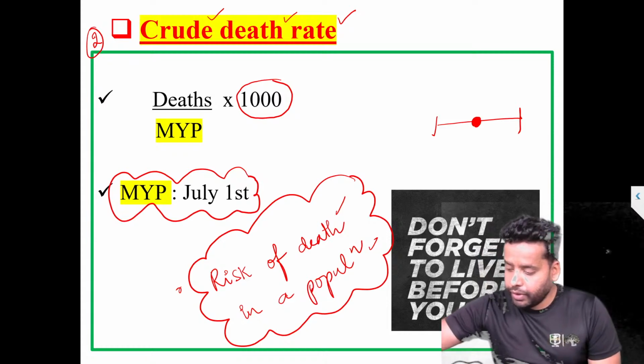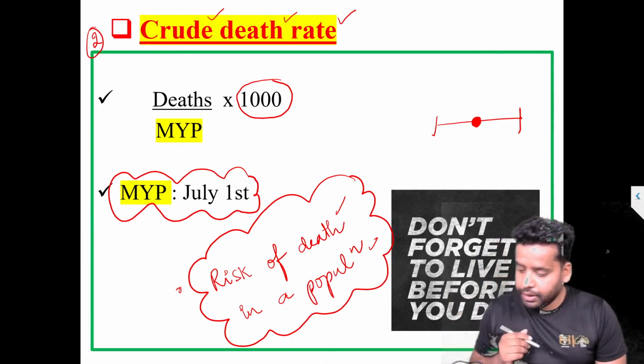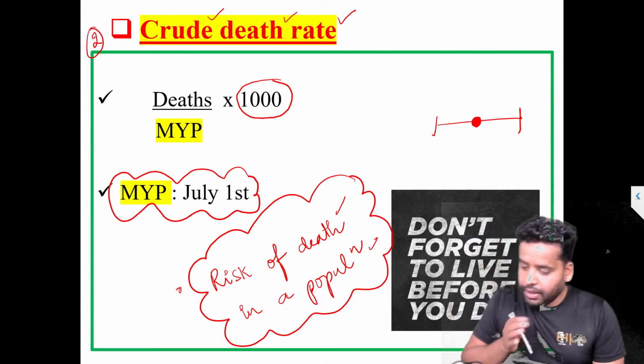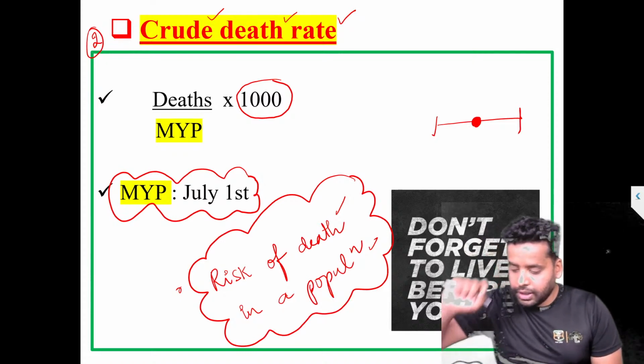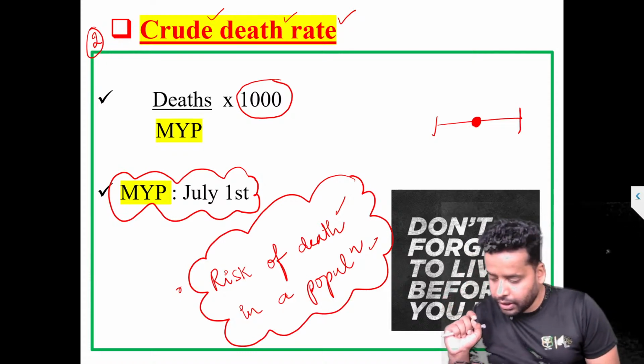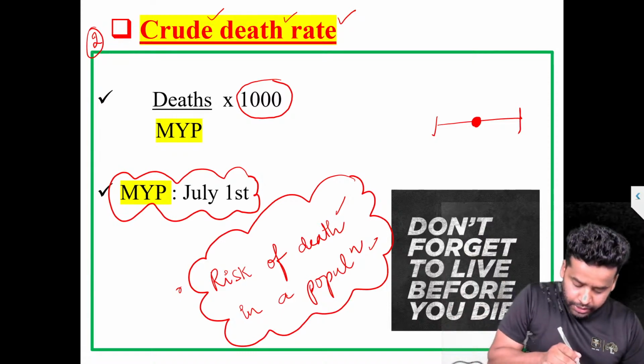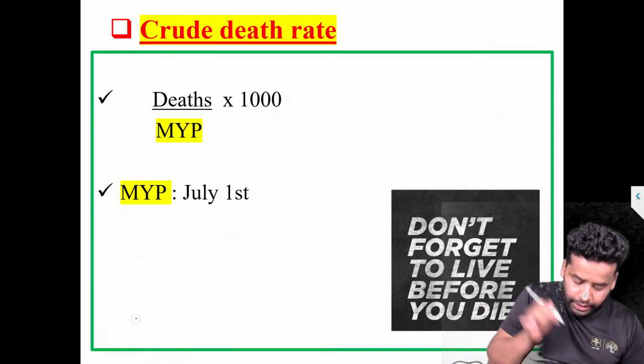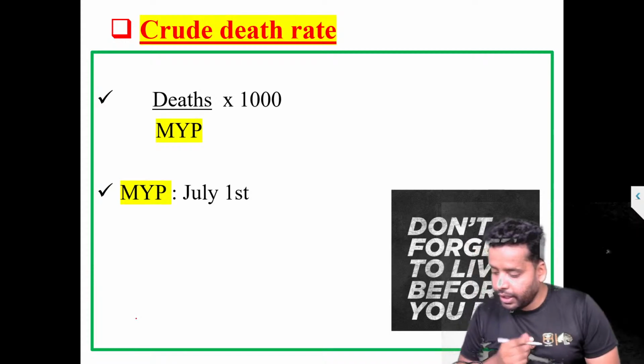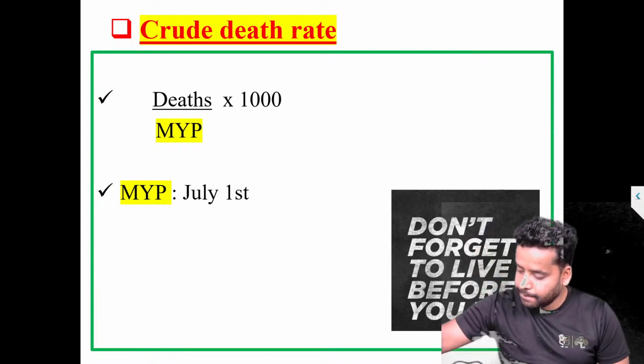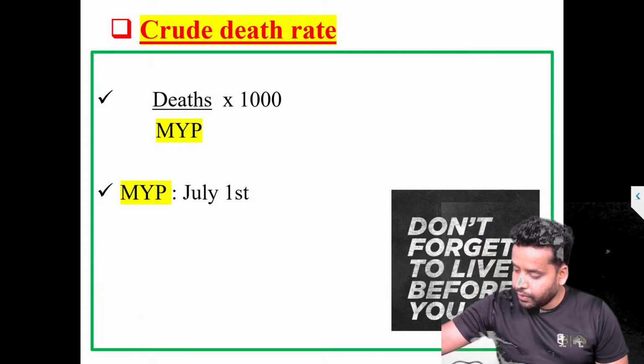What is the recent infant mortality rate of our country? See the notes. Turn the page back and answer my question. What is the recent infant mortality rate of our country? 28. Very good. 28 is the answer.